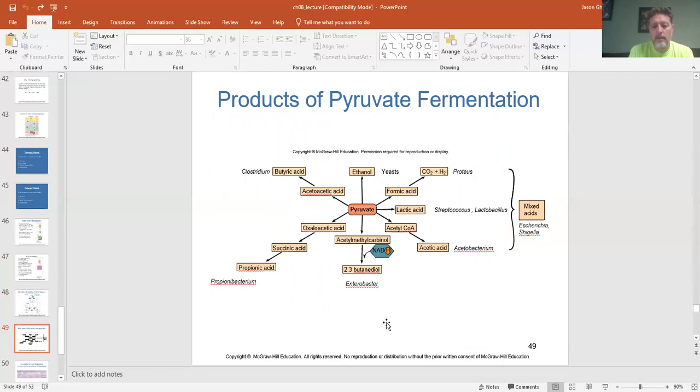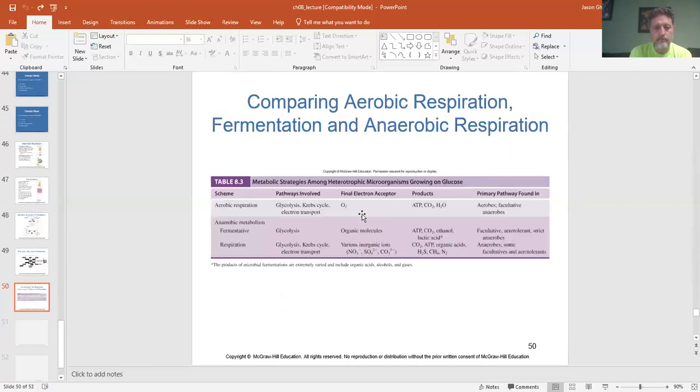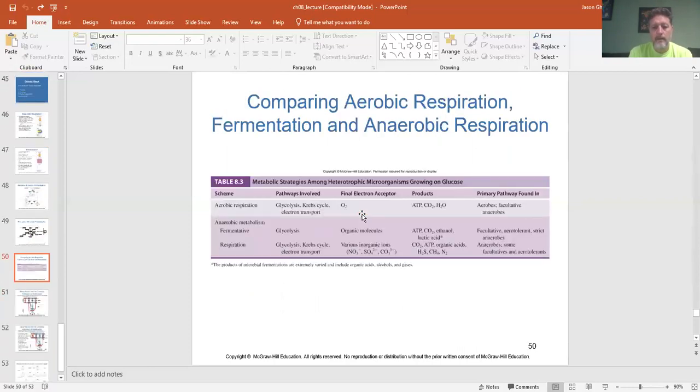So microorganisms produce a lot of different acids. They're showing you here different organisms producing different things. Most of these products are industrial, but they come off that pyruvate, which again, remember, is the product of glycolysis. This is just kind of a rundown of it.